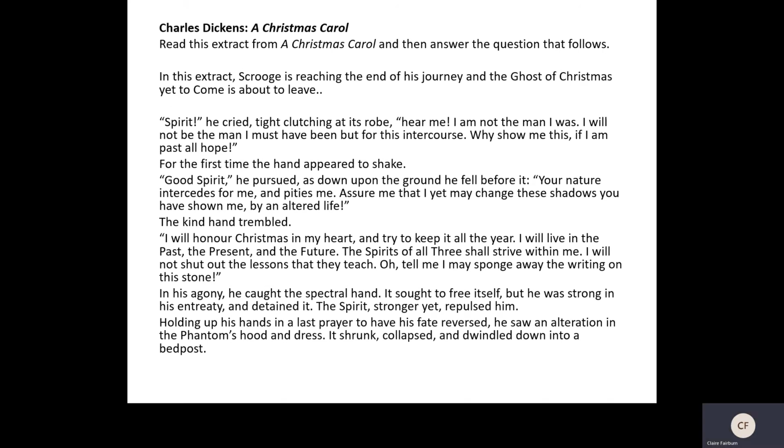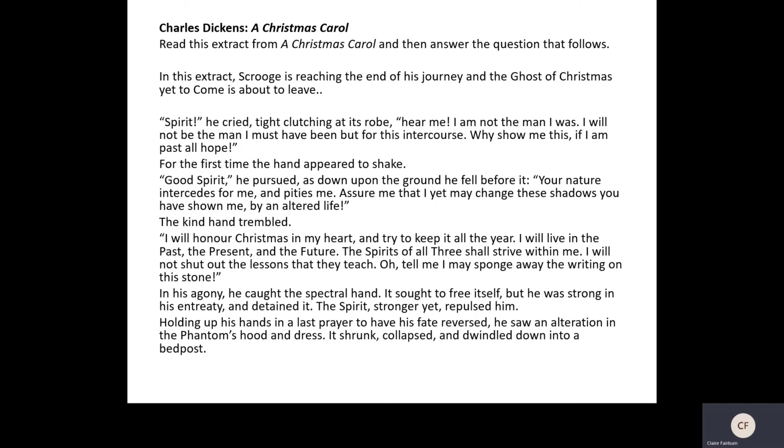We're going to read through the extract, and then I'm going to break down the exam question and also break down some of the text and show you how to analyse it to get at least a level 6 answer. So this is an extract from Charles Dickens' A Christmas Carol. We're going to read the extract and then answer the question that follows. In this extract, Scrooge is reaching the end of his journey and the ghost of Christmas Yet to Come is about to leave.